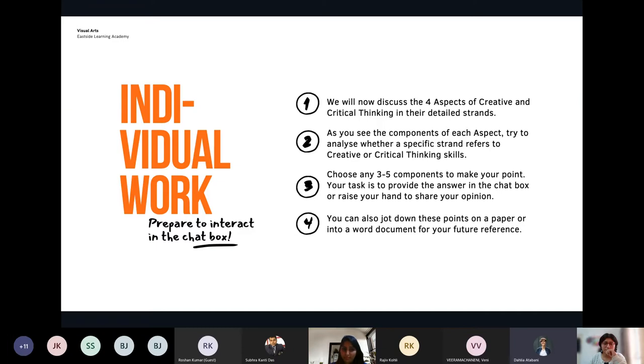And we will discuss the same. For this specific activity, we will be interacting with the chat box. In the same way as in the previous activity, raising your hand will indicate that you would like to share your opinion and voice your thoughts. You can also jot down these points on a piece of paper or into a Word document, because it is important to record the ideas expressed by our colleagues and the other participants, because later on that can give you some good help, advice and support in your own classroom.